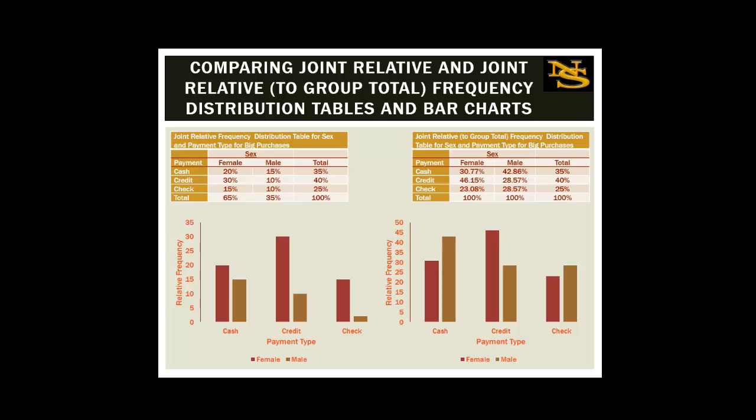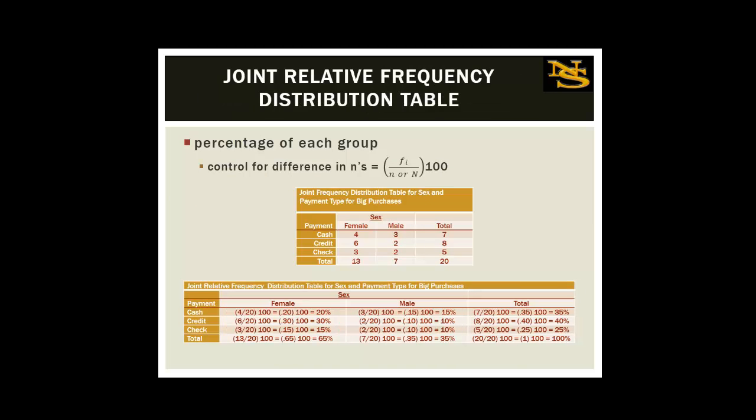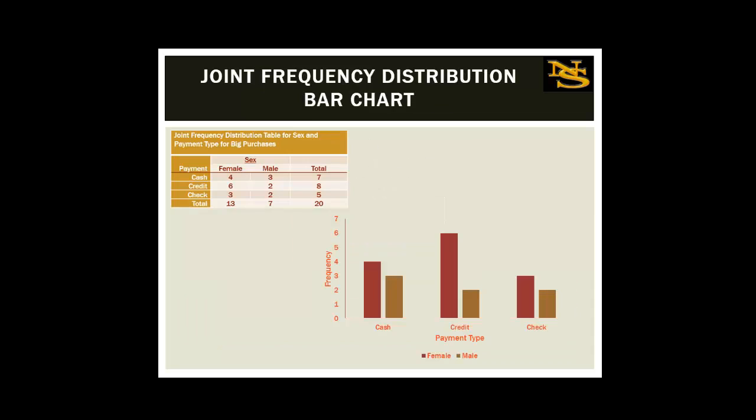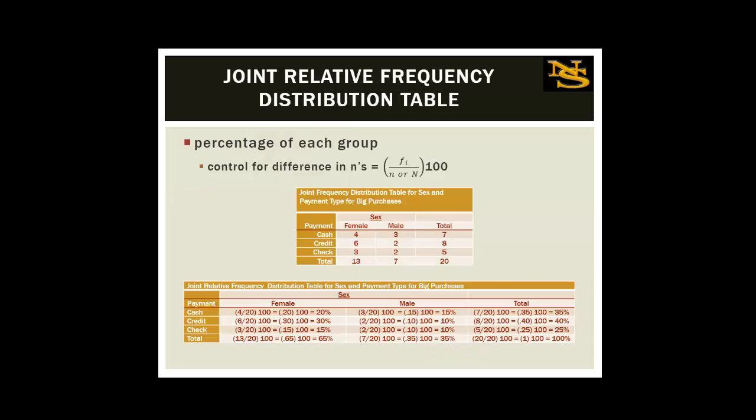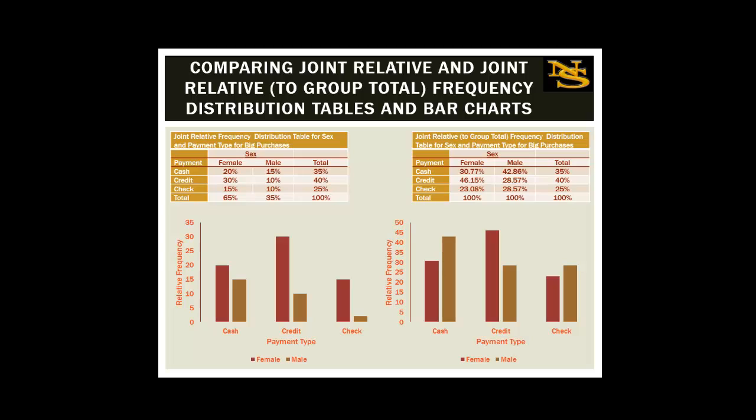And you think about it, 4 out of 20 females paid with cash, 4 out of 20. That corresponds to the 20% here. So it makes sense that once you convert the frequencies to relative frequencies, it doesn't change the shape of your distribution. But once you start comparing it to your group totals, it does change the shape of the distribution.